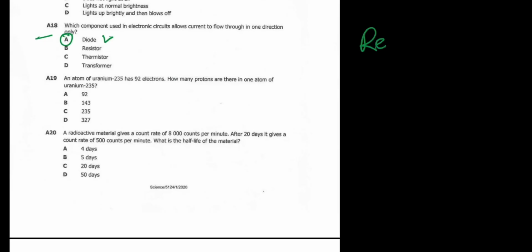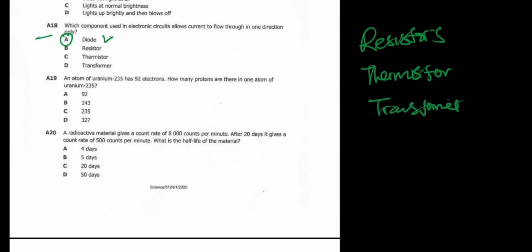When you're talking about resistors, these allow current to flow in both directions. The same is true for the thermistor. The same is true for the transformer, because the transformer transfers energy via magnetic field and it doesn't allow or block current direction. So make sure you understand that when you're talking about the flow of current in one direction only, then the diode is actually the component that you want to go for.